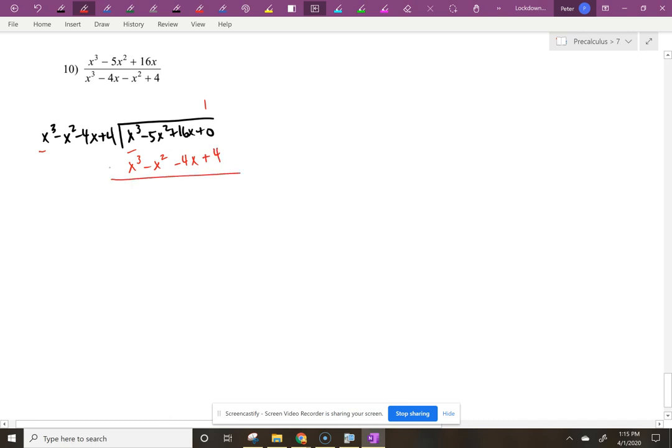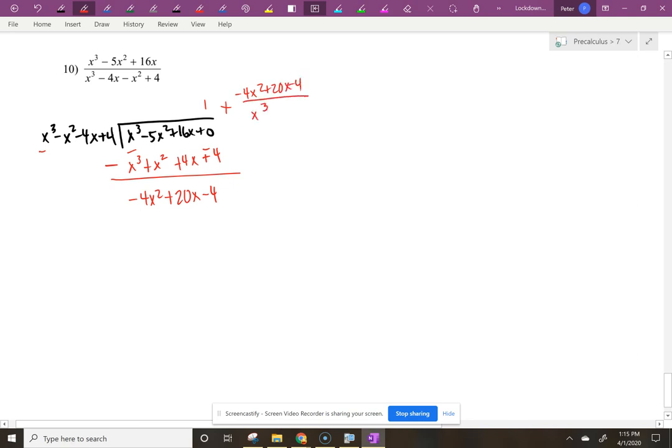And then don't forget to subtract. So subtract. I like to do a sign change because it's just easier. They cancel out. This gives me negative 4x squared. This gives me 20x. And this gives me negative 4. And there it is. That's our remainder. So adding negative 4x squared plus 20x minus 4 all over the denominator.